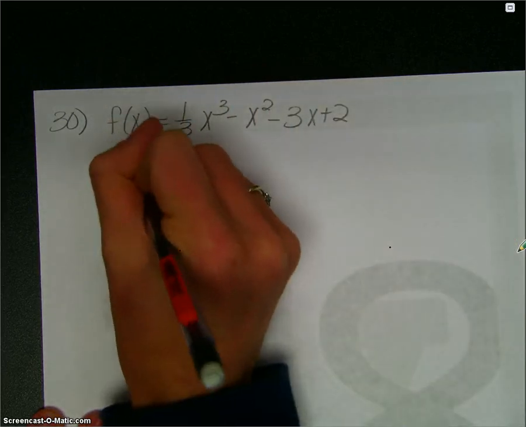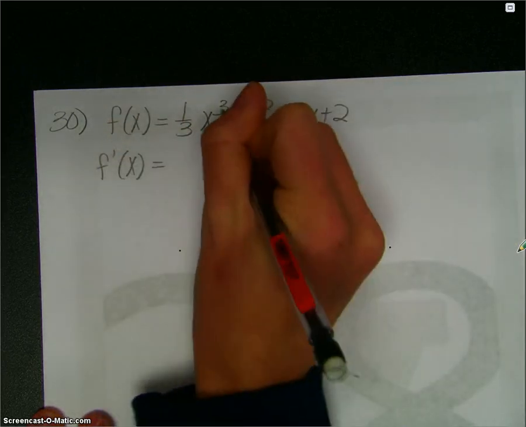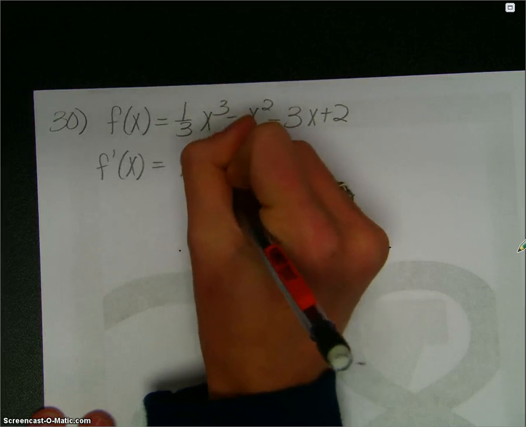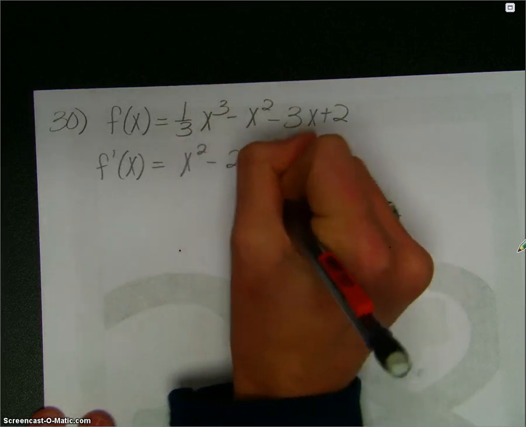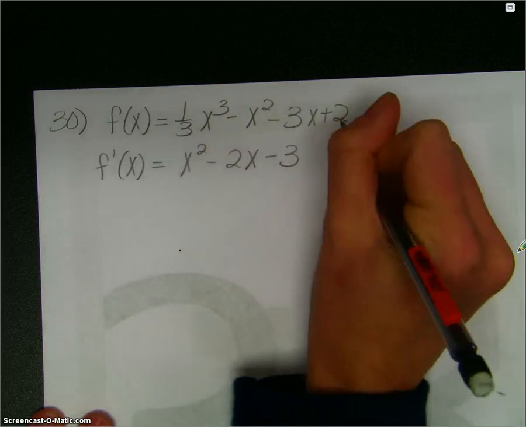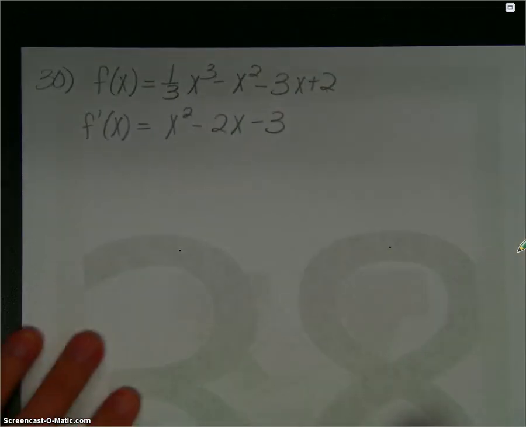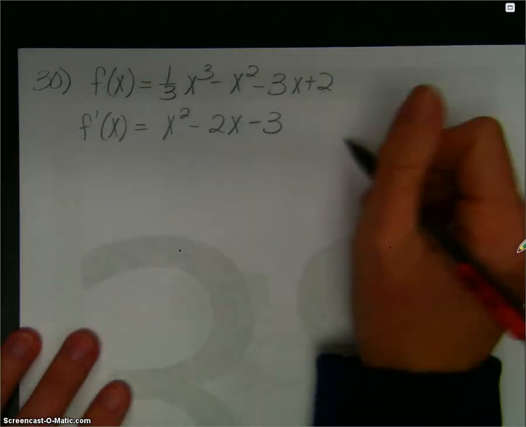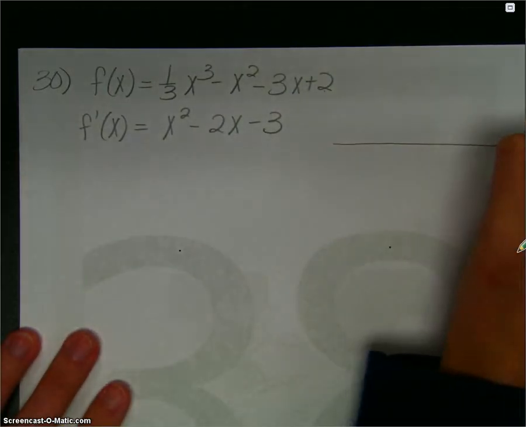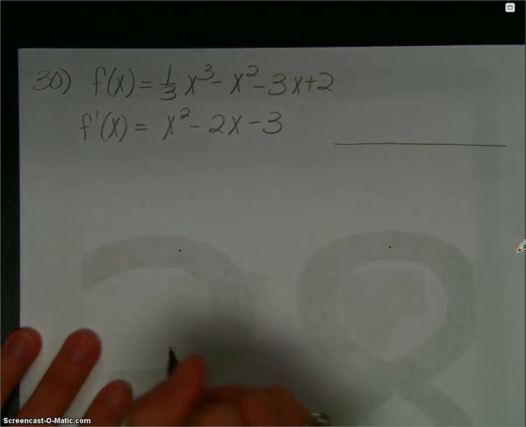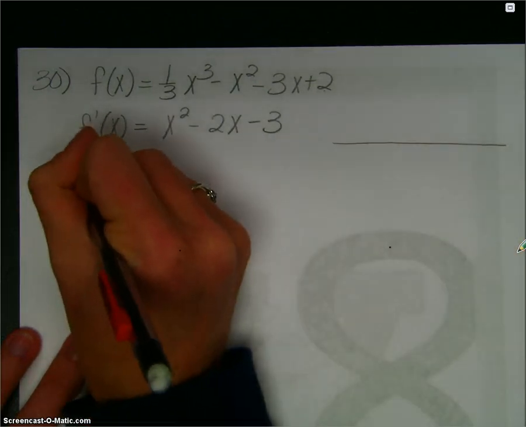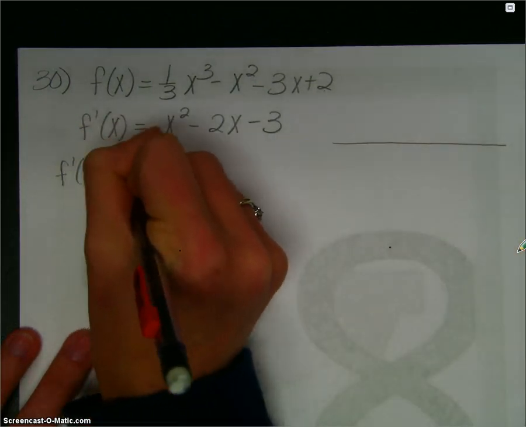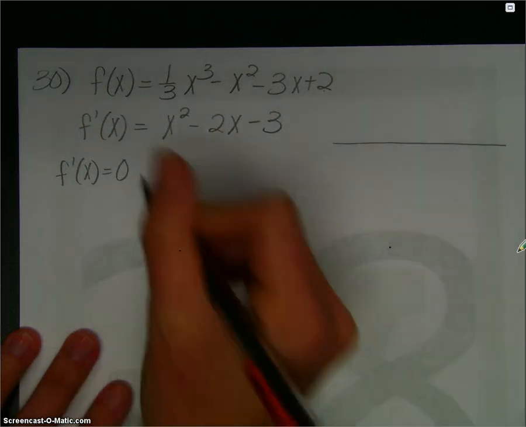Okay, so the first derivative of this thing, if I bring down my 3, that's going to give me x squared minus 2x minus 3, and the derivative of the 2 will give me 0. Okay, so for increasing and decreasing, I want to find out where this thing is changing from positive to negative. So first, I want to know where the first derivative is equal to 0. That'll give me my critical points.